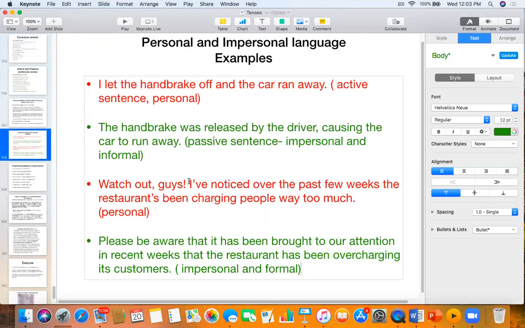I have noticed, personal, over the past few weeks that the restaurant's been charging way too much. So here you can see active sentence. Although you can see this is passive, there's a lot of personal touch in it. There's a personal tone in it. So this is mostly in active, and this is mostly in passive sentence. So this is how an active and a passive.